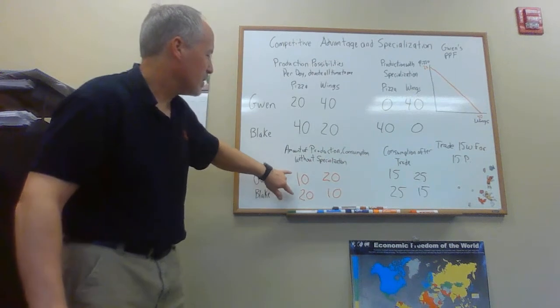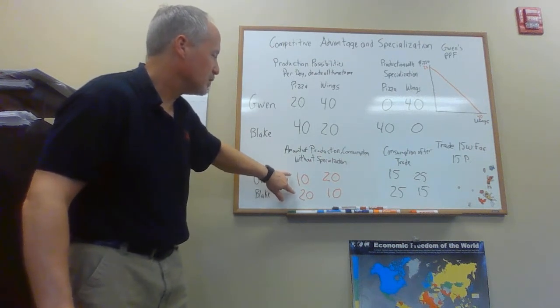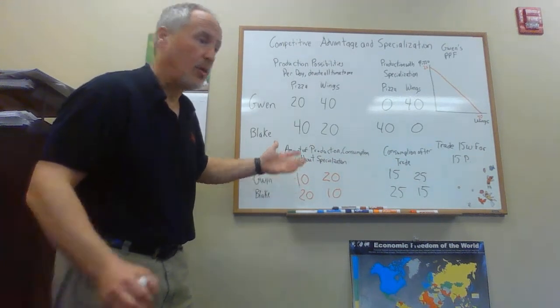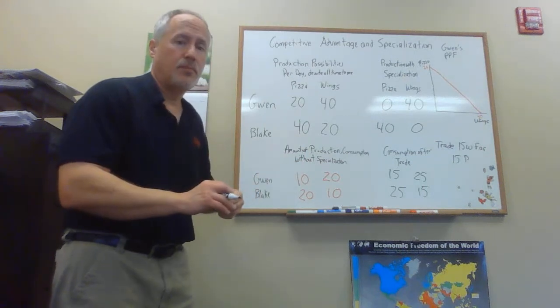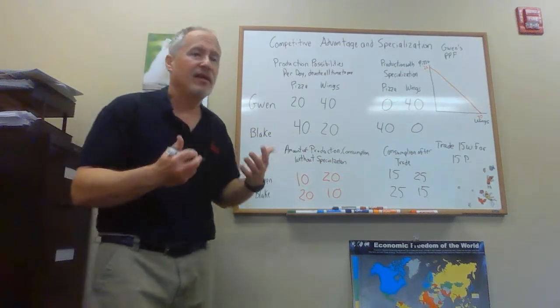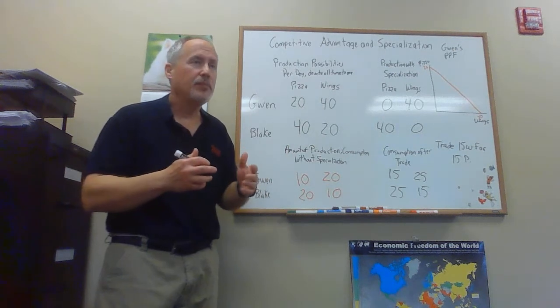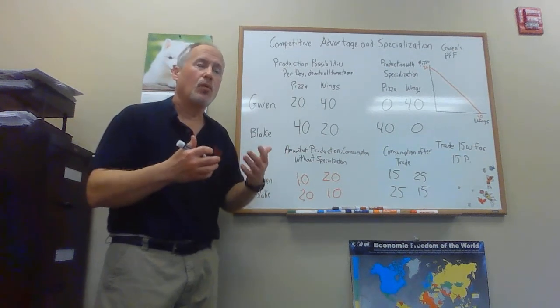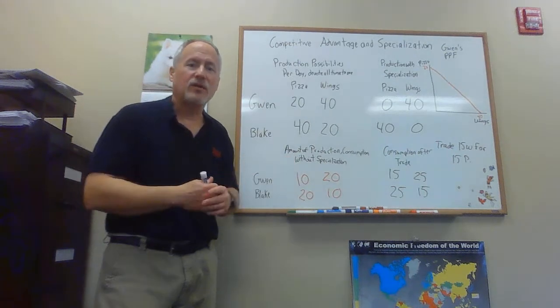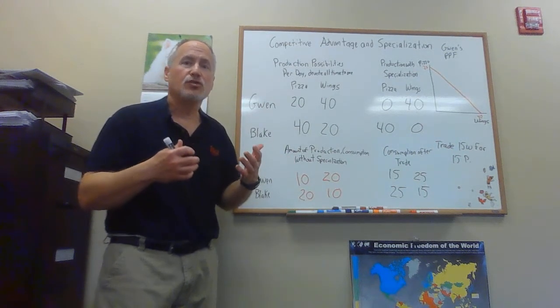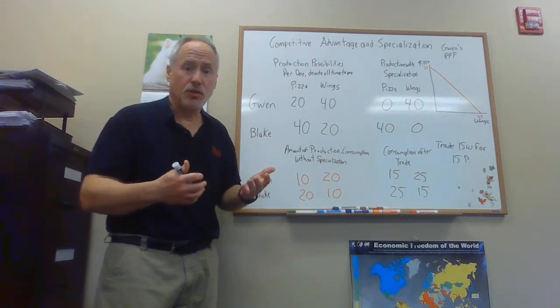You can see that when they weren't specializing and had to produce for themselves, they had 10 and 20 each. So they have more of both goods. We can say here that they're both better off because ultimately our standard of living, or wealth, and this goes back to what Adam Smith said, the wealth of nations really comes down to our ability to consume goods.